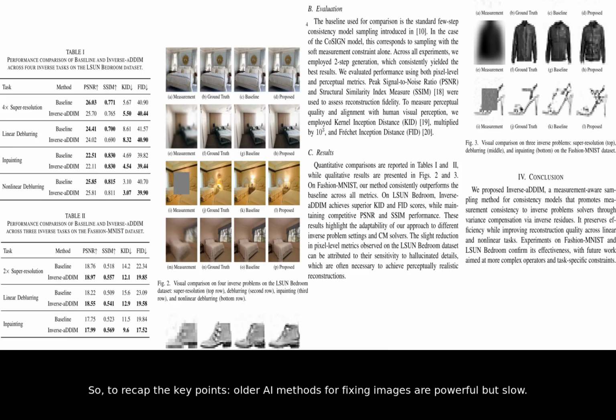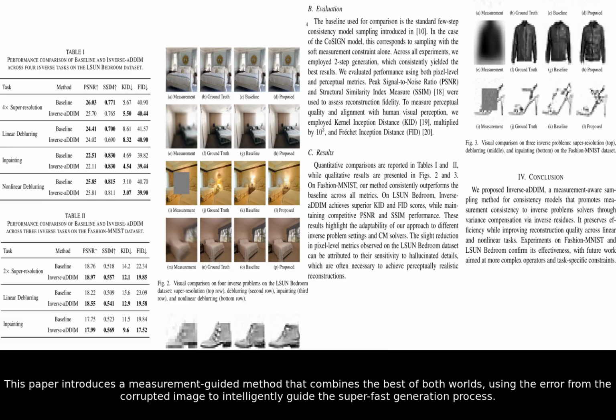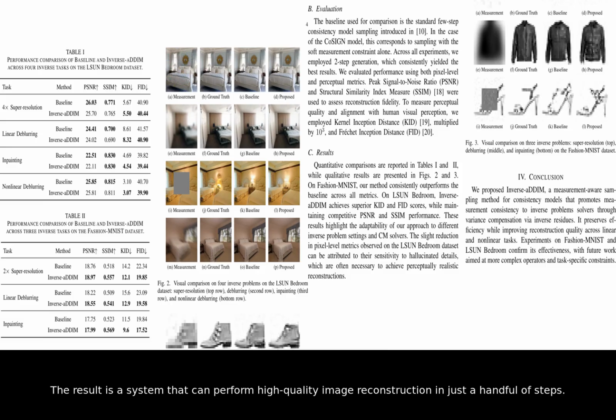So, to recap the key points, older AI methods for fixing images are powerful but slow. Newer consistency models are incredibly fast, but aren't tailored for these reconstruction tasks. This paper introduces a measurement-guided method that combines the best of both worlds, using the error from the corrupted image to intelligently guide the super-fast generation process. The result is a system that can perform high-quality image reconstruction in just a handful of steps.